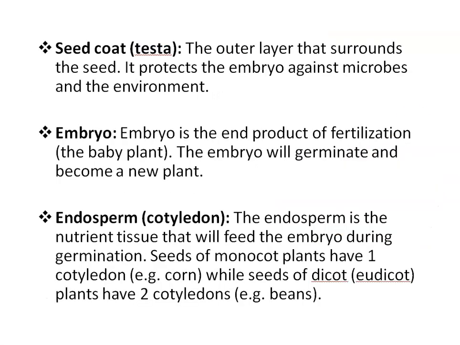Seed coat or testa is the outer layer that surrounds the seed, and it protects the embryo against microbes and the environment. Embryo is the end product of fertilization, and it is also known as the baby plant. The embryo will germinate and become a new plant. Then endosperm or cotyledon. Endosperm is the nutrient tissue that will feed the embryo during germination. So seeds of monocot plants have one cotyledon and seeds of dicot plants have two cotyledons.